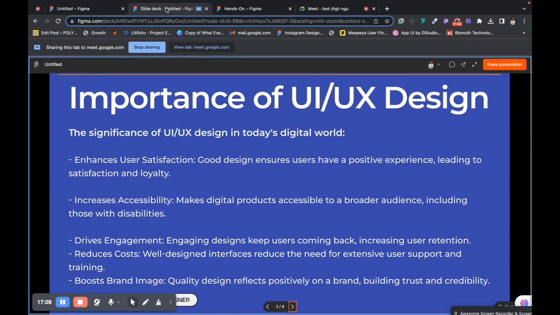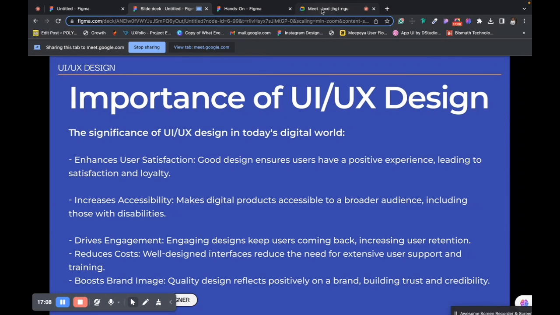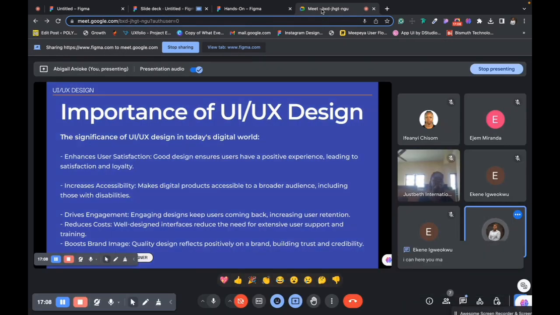So then, what is the importance of UI UX? Is it really important in the product? Thank you, I just saw your message. So, what is the importance of UI UX? Is it even important? Why do we need UI UX in our lives, or why do we need UI UX designers in companies and all of that?